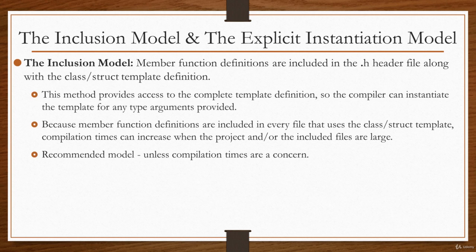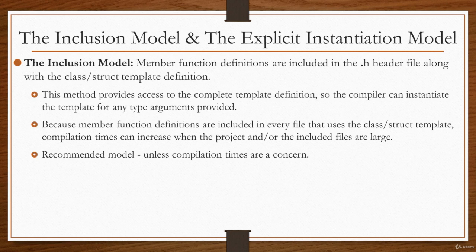Starting off with the inclusion model, this is the model that we are familiar with already. The member function definitions are included in the .h header file along with the class or struct template definition. So in other words, you don't separate things out between a header file and a source file. This method provides access to the complete template definition so the compiler can instantiate the template for any type arguments provided. Now those member function definitions will be included in every file that uses the class or struct template, because they'll be including the class or struct template definition along with the member function definitions, and not just the class or struct template definition as you would typically do it.